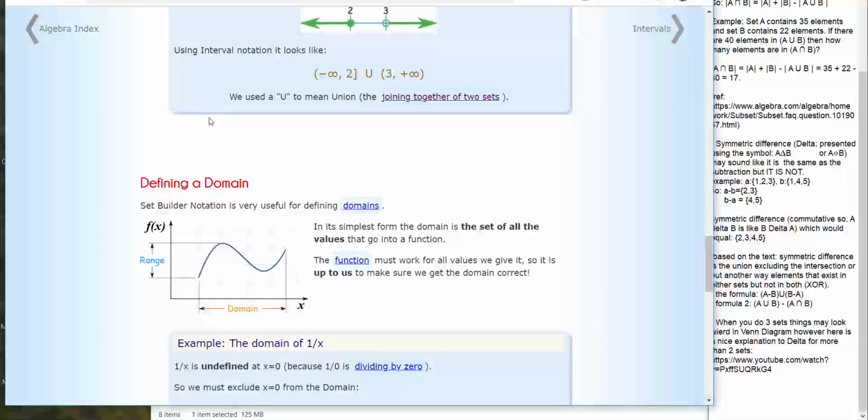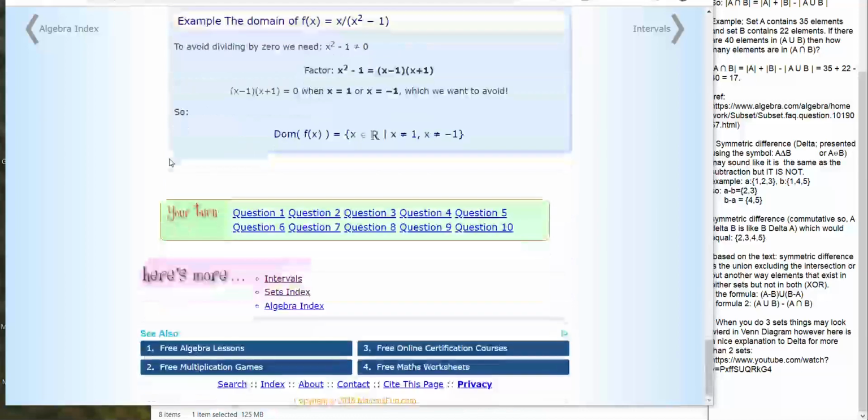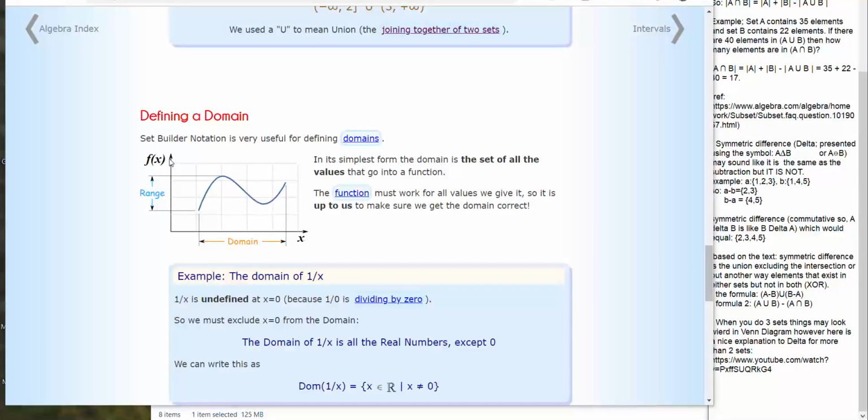Now, the next topic we will be talking about: we've seen that with the notations we could easily define different domains. As you can see, you have two different terms here. You have the domain and you have the range. The range is vertical, and the domain is horizontal. So let's go through this. The domain seems an interesting topic to talk about, and set builder notation is very useful for defining domains.